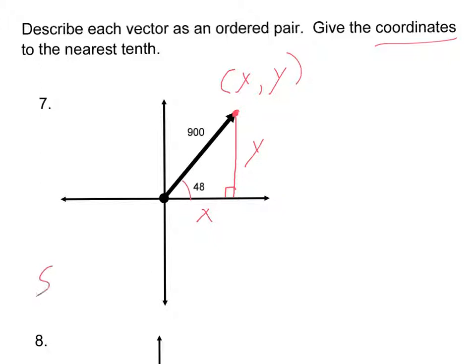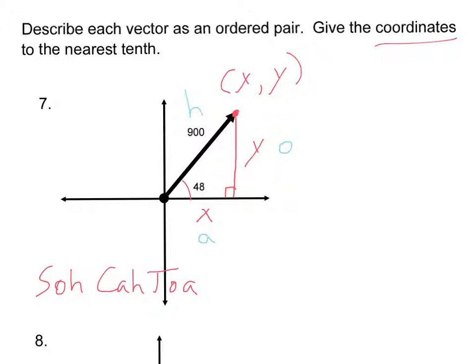I'm going to use SOHCAHTOA to do this. Now with this triangle, the 900 is the hypotenuse, and actually let me do that in a different color. That's the hypotenuse. In relationship to the 48 degrees, the x is adjacent and the y is opposite. So I'm going to use one of my ratios.